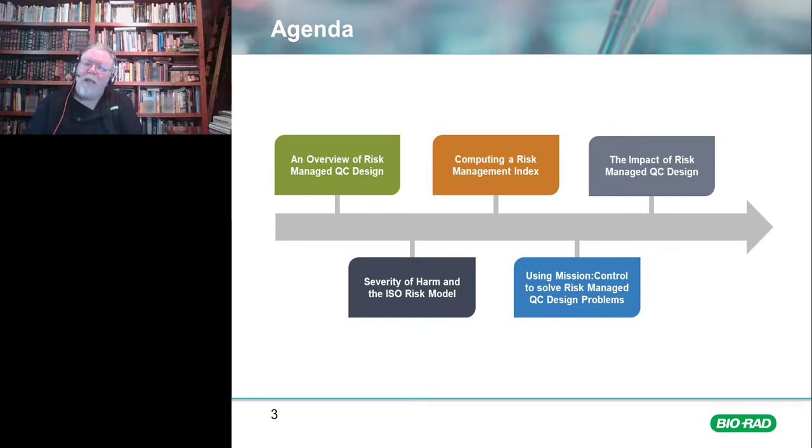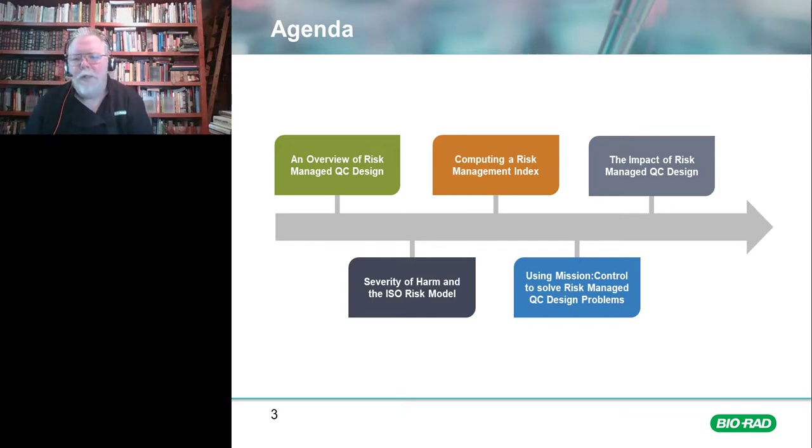Well, once we've got that foundation underway, then we're going to take a look at how I actually use this to solve QC design problems with risk management techniques. And we're going to use a tool called Mission Control in order to do that, which is basically a calculator that will walk us through the computations that we need. And then finally, we'll summarize what the impact of this type of risk-managed QC design approach is.